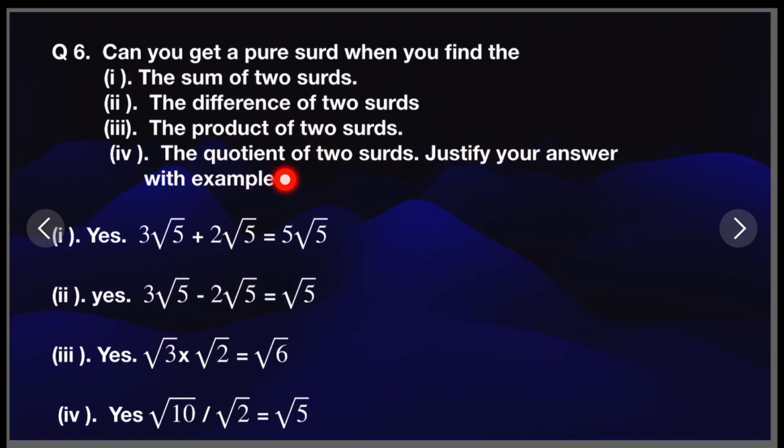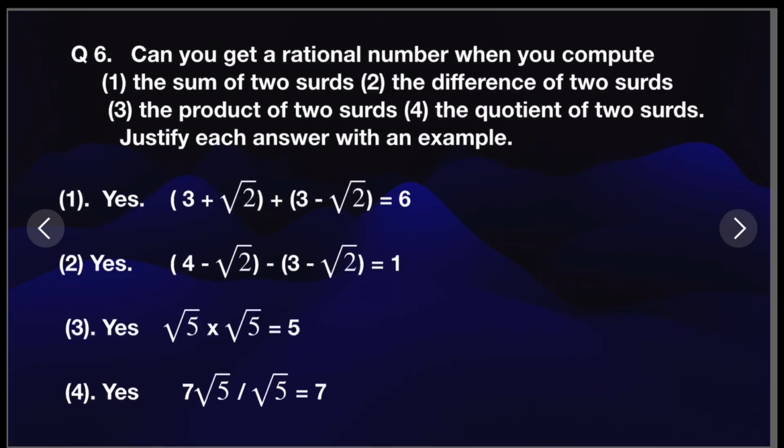Can you get a quotient of two surds? If you do, can you get a pure surd? Yes. So these are the examples. You can choose any examples. Can you get a rational number when you compute the sum of two surds? So this is a surd. This is also a surd. If you add these two, I get a rational number. The surd gets cancelled. So here, subtraction of surds: again, I get a rational number. Multiplication, yes, I can get. So yes to all. So we can get a rational number when we do these operations on surds.